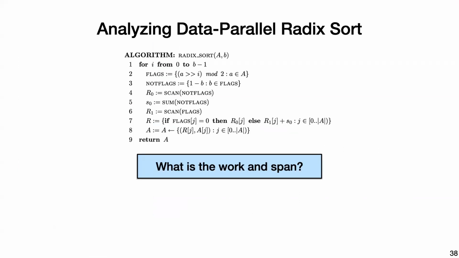Okay, so this is the pseudocode of what I just said. What is the work and the span? It's log n, or b log n, where b is the number of bits. Right. Well, that's the span.